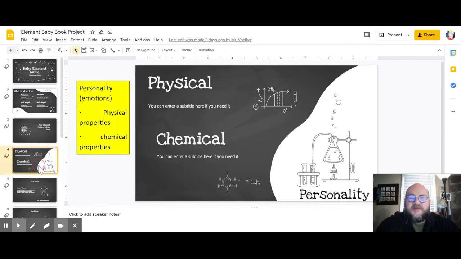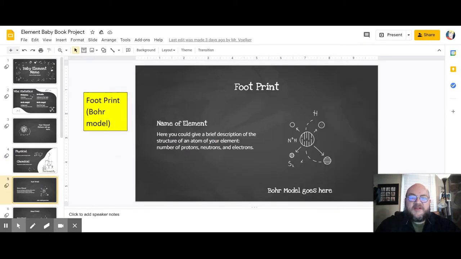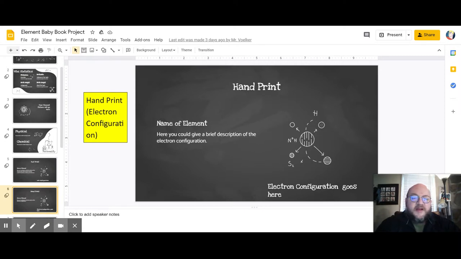Our next one is going to be physical and chemical properties, and you would just outline these right here, and all of those are things you can find on the internet. Next page, page 5, we call this the footprint. So where you're going to put a Bohr model, and you can get this off the internet. You don't have to draw that yourself. And here you can give the information about the Bohr model, how many protons, how many neutrons, how many electrons, and so on. That's the footprint. Here's the handprint. We haven't talked too much about electron configuration here, but you can find that information on the internet and put that right there.